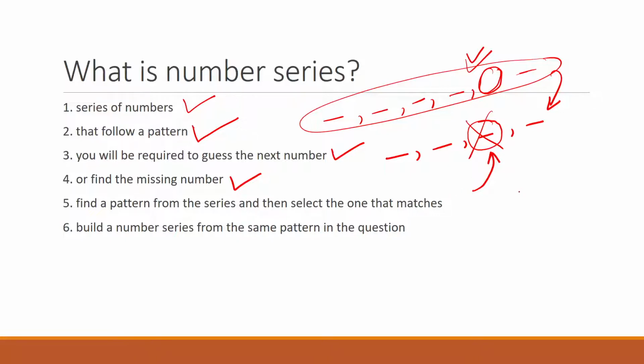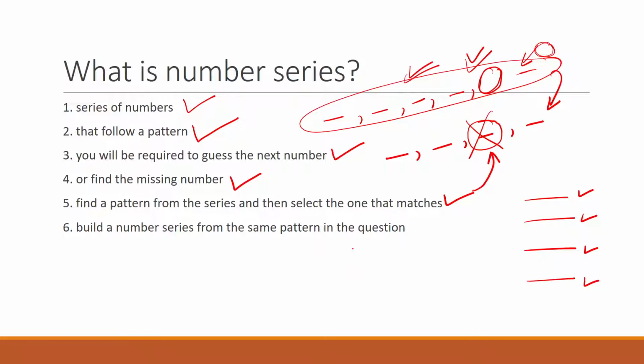This is the third type of question, usually asked in exams that are more difficult compared to CRTs, but this again simply requires the knowledge of solving the first one. There will be 4 options given to you, and after understanding the pattern in the question that is given, you need to select which option fits there. So we are finding a pattern from the series and then selecting the one that matches with the options given. And now the next one would be to build a number series from the same pattern in the question.